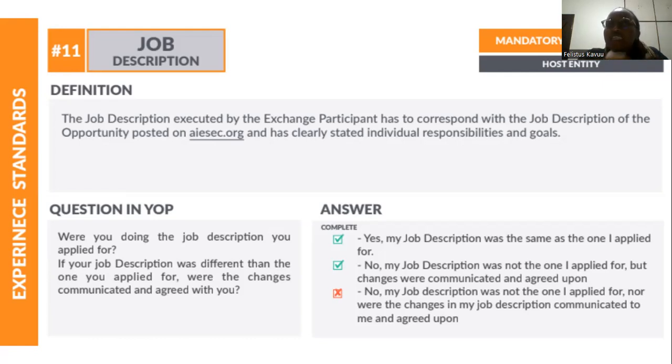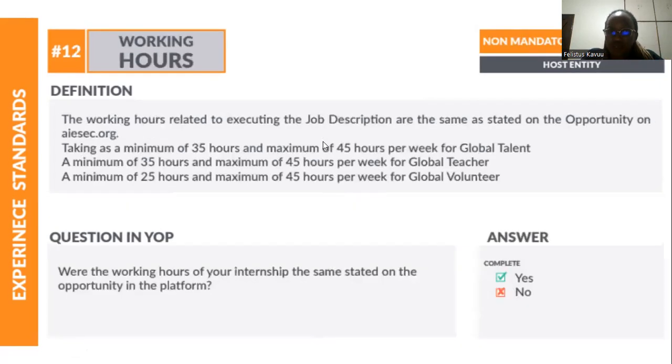And in case anything changes, take note of that. In case there are any changes, make sure they are communicated and agreed upon with the EP. Don't surprise them on that day. It's like, okay, so we said this, but then now this is happening. You get? Remember, our aim is complete, and this is a mandatory standard. And it's a very tricky standard, so be very careful with that.